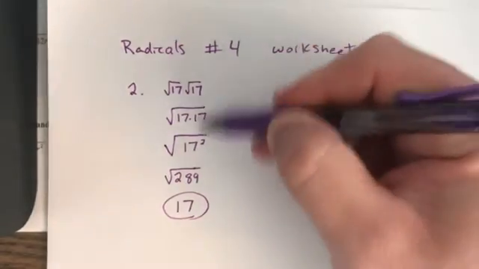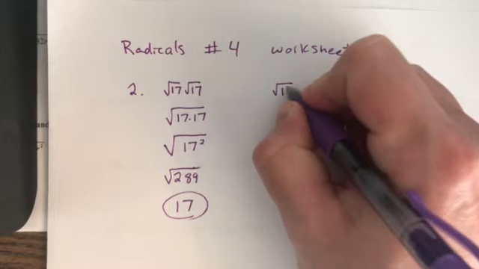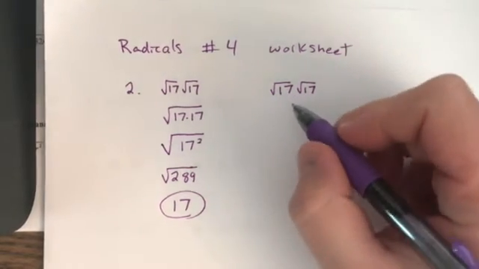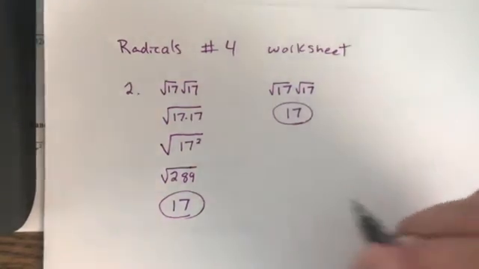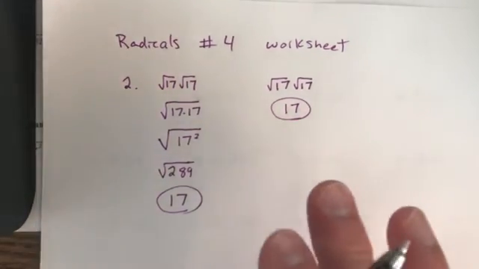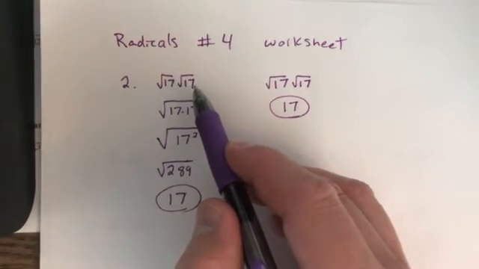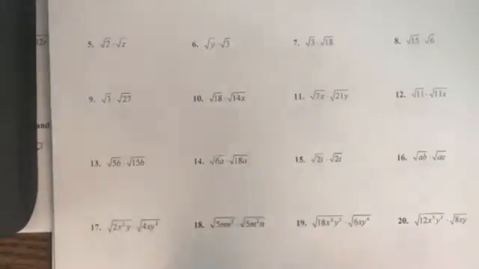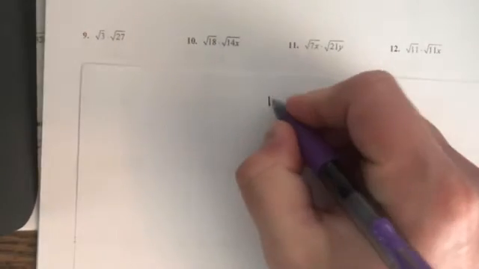So instead of going through all of this work, I can just know that when I have the square root of something times itself, that just means the square root of 17 is squared, and I just get 17 as an answer. So important things on this worksheet are common factors. If I have a square root of 17 and another square root of 17, I'm just going to end up with 17.